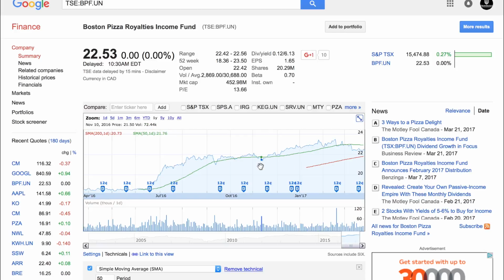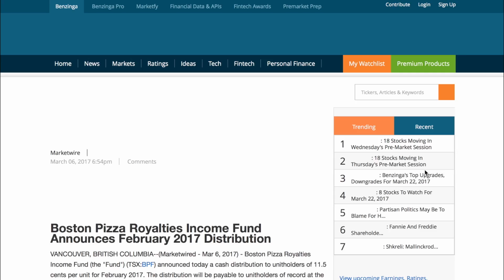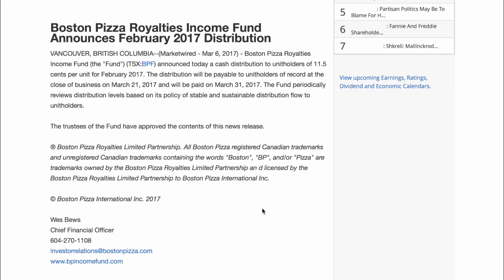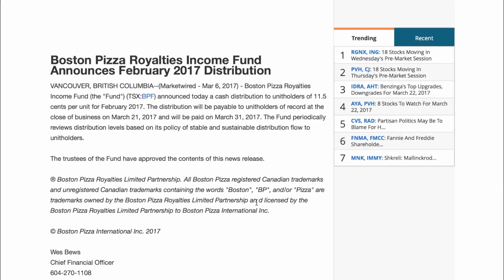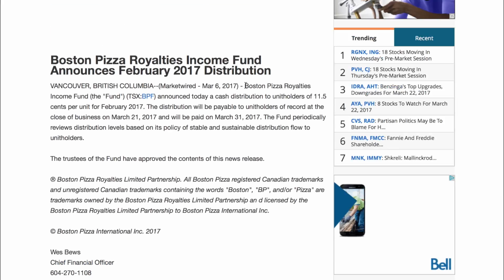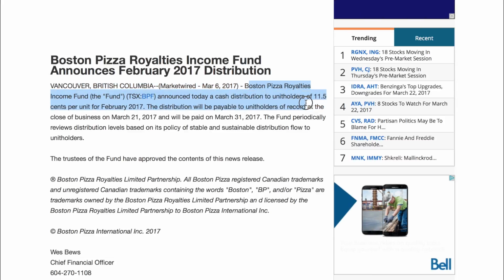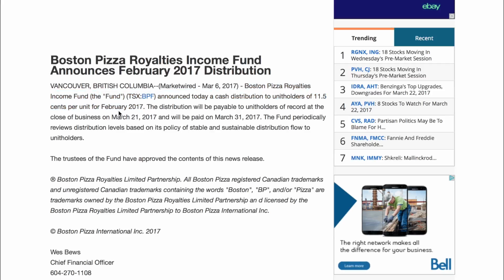You know, because I'm a dividend investor, the ones that I look at here are often these distributions. We can click on this and it'll take us to the article, and it'll give us an idea of what the article might be. And this one's pretty typical for a lot of the things that I invest in. Basically shows that Boston Pizza has announced a cash distribution of 11.5 cents for February 17th. So we know that coming next month, there's going to be a dividend payout.